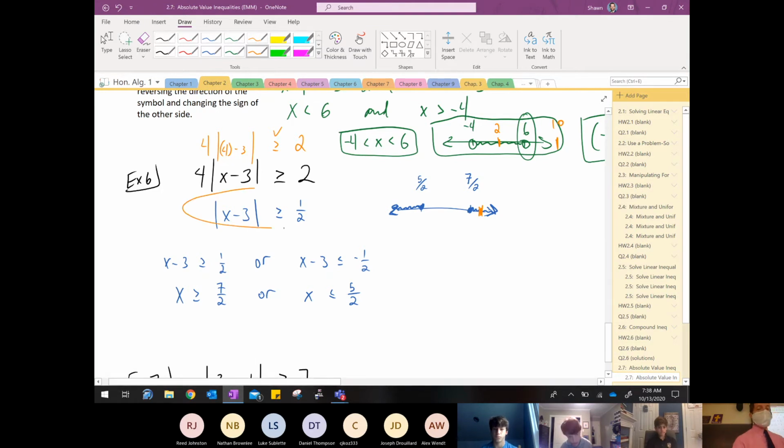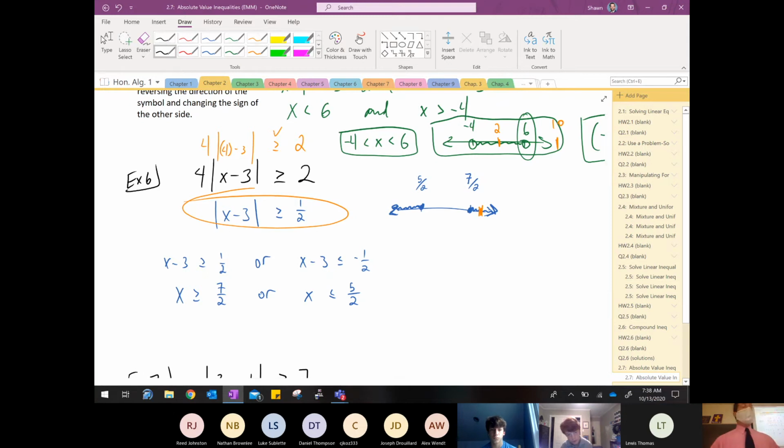And again, remember what absolute value means. It means distance from 0. So what that I've just circled in orange means is that x minus 3 is some number that lives at least a half a unit away from 0. So if we were going to graph out that, here's 0, here's a half to the right, and here's a half to the left. And what we're saying is that x minus 3 is somewhere to the right of 1/2 or somewhere to the left of negative 1/2.